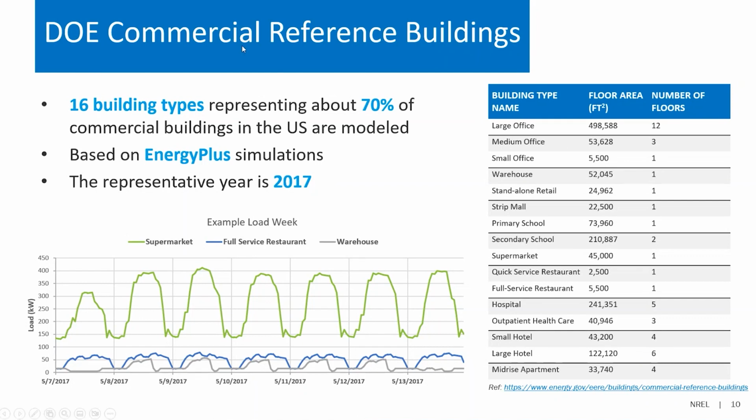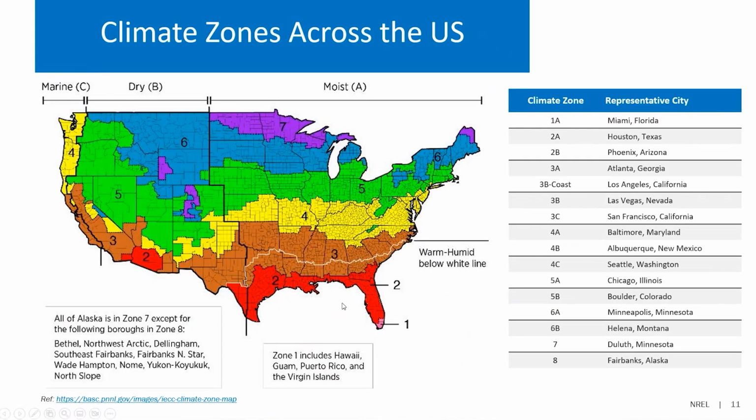So taking these 16 buildings in REopt, they then vary across the 16 climate zones across the US. Here is a breakdown of what those climate zones are, what these different regions are, and the representative cities within each. So the 16 buildings will change consumption and load profile shape depending on which climate zone they are in.